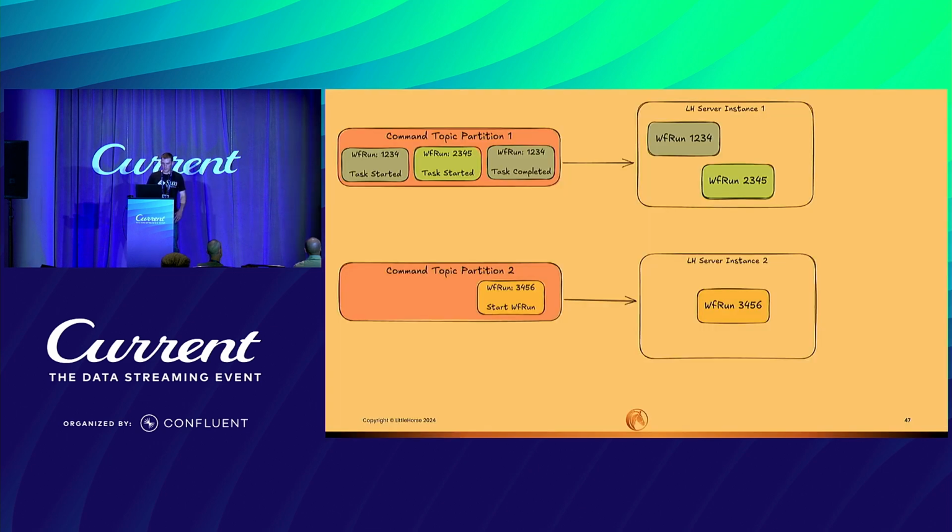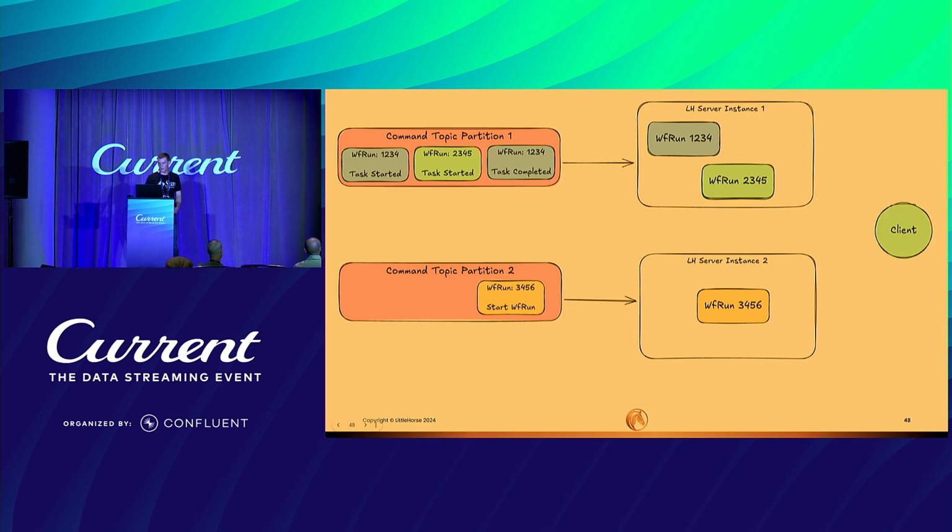So this is another diagram of how LittleHorse might work. We have the command topic, which does the bulk of the processing in LittleHorse. Here it has 2 partitions, and we have 2 LittleHorse server instances. And you can see there are 3 workflow runs: 1234, 2345, and 3456. And there are a couple of commands in the topic saying things are going on in these workflows, and these server instances are going along happily processing them.